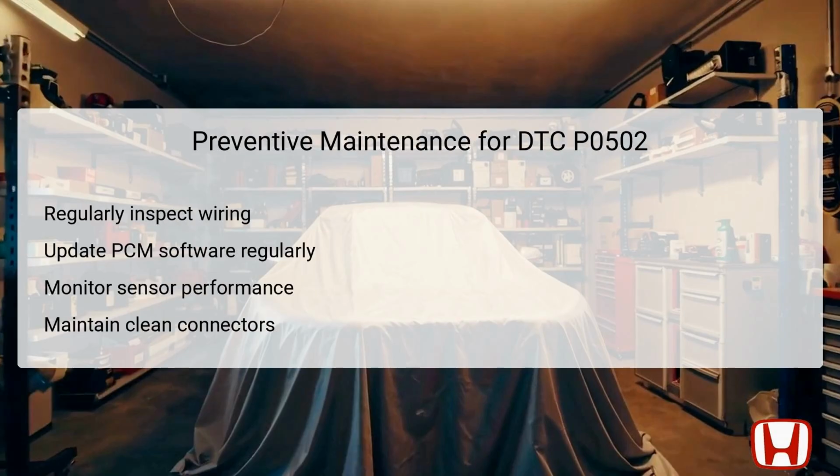Preventive maintenance plays a crucial role in avoiding the reoccurrence of issues such as DTC P0502 in the future. Regular inspections of the vehicle's wiring, especially within the CVT sensor circuit, should be prioritized to catch any wear and tear or corrosion before they lead to failures. Furthermore, keeping the powertrain control module (PCM) software updated ensures that the vehicle's systems function optimally, adapting to any performance enhancements or fixes issued by Honda.